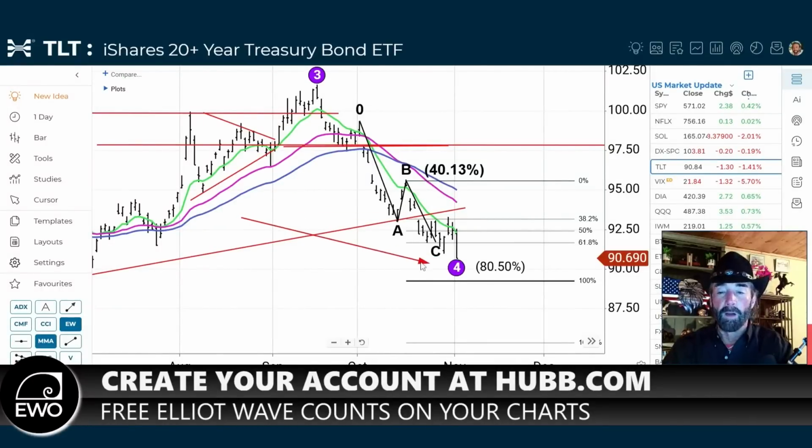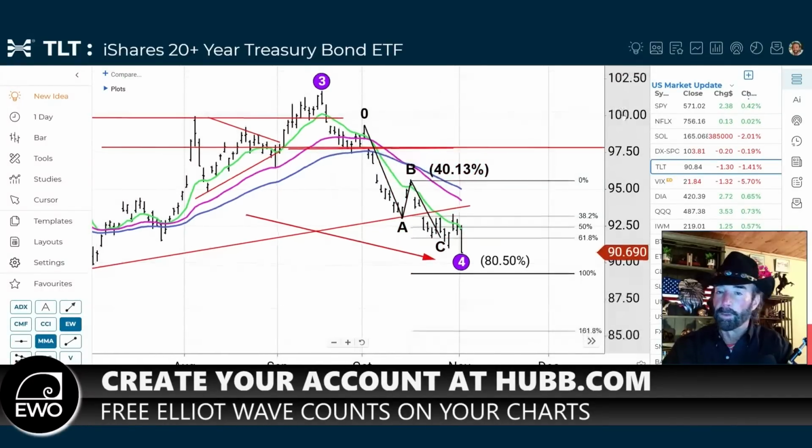You can see how right it has been with all of these patterns, in addition to the big ending diagonal that we've been cautioning you about for several weeks.